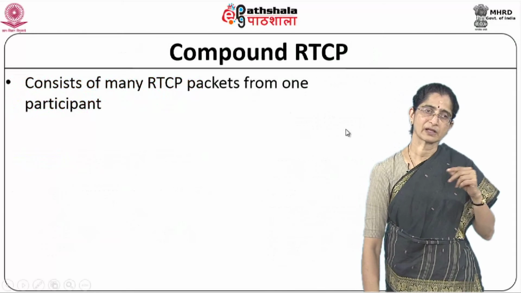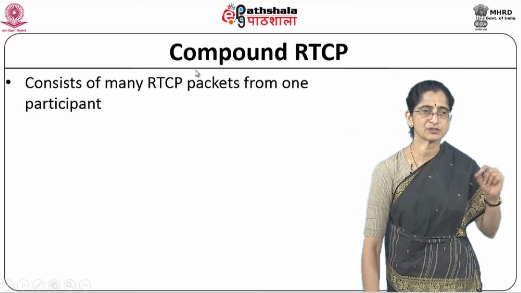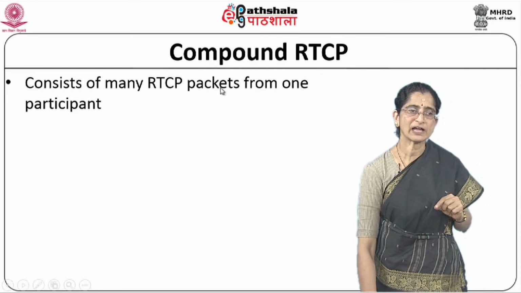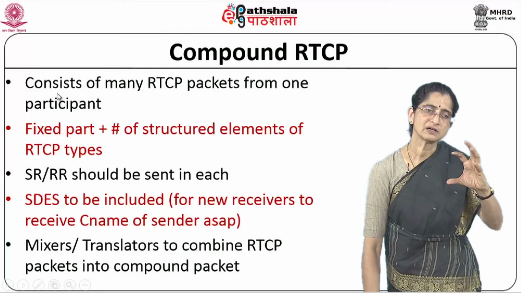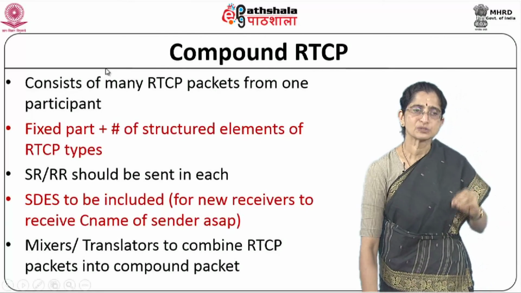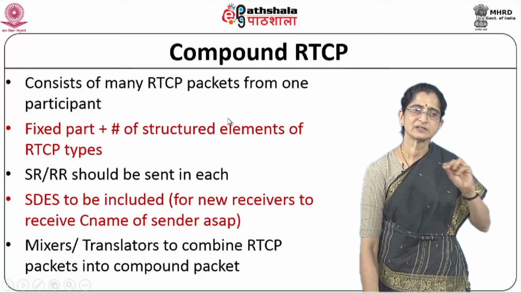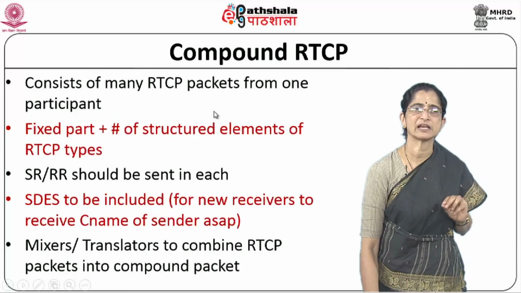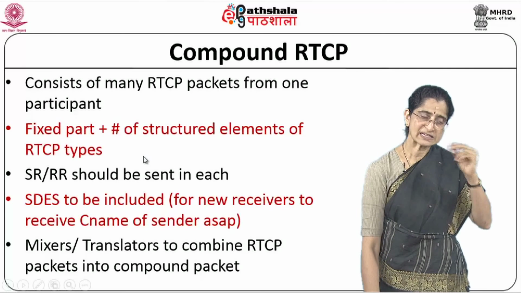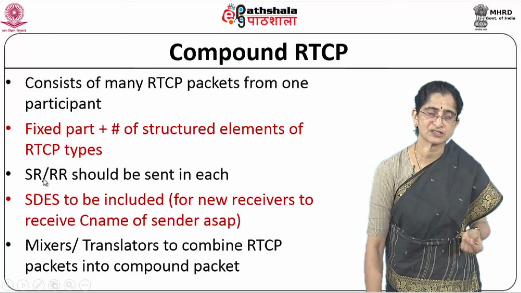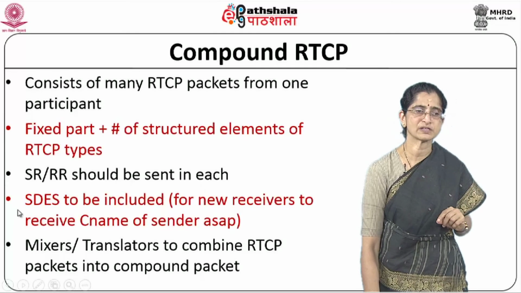Now, another feature of RTCP is called the compound RTCP packet. We mentioned this when we talked about mixers. That is, when you have many RTCP packets from a participant that need to be grouped together, you send what is called a compound RTCP packet. This compound RTCP packet will consist of a fixed part plus a number of structured elements of RTCP types. For instance, an SR or RR should normally be sent in each compound RTCP packet, plus SDES information will always be included.